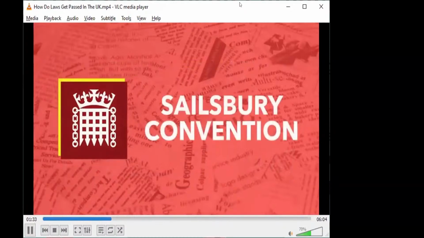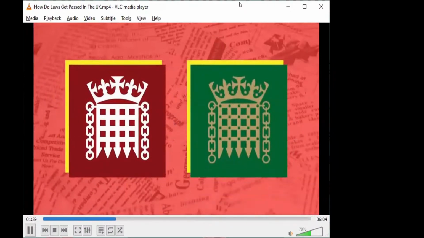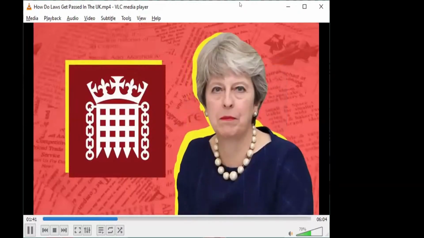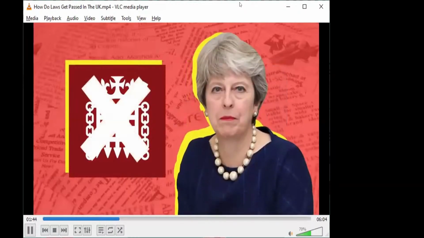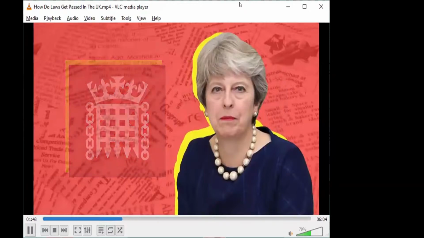In addition to this, the Salisbury Convention, which started in the 1940s, was and still is an agreement between the House of Lords and the House of Commons, which says that if a piece of legislation is in the government's manifesto, the House of Lords will not block it at the second or third reading. This again reduces the power of the House of Lords.